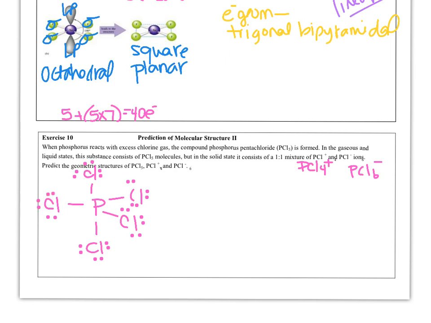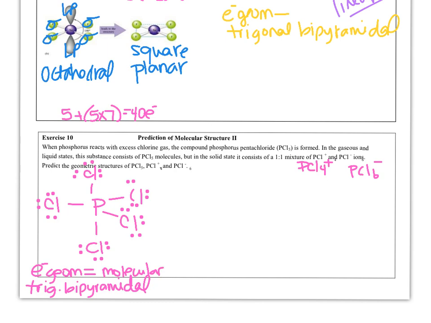All right, so that one looks just like that. So when I go to predict this one, my electron geometry is going to be trigonal bipyramidal because there are 5 things. And because there are no lone pairs, it would also equal the molecular geometry. Okay, so those 2 things are going to be the same.